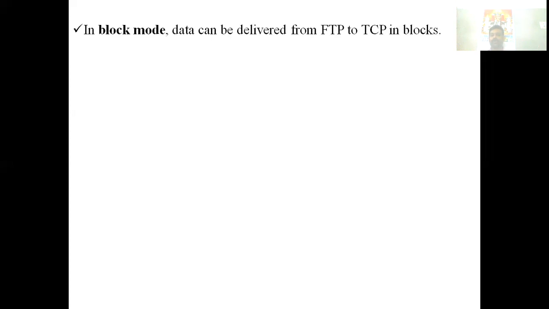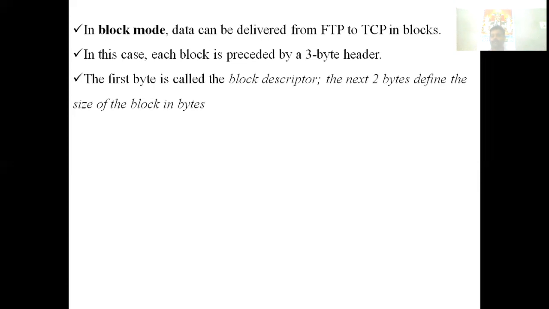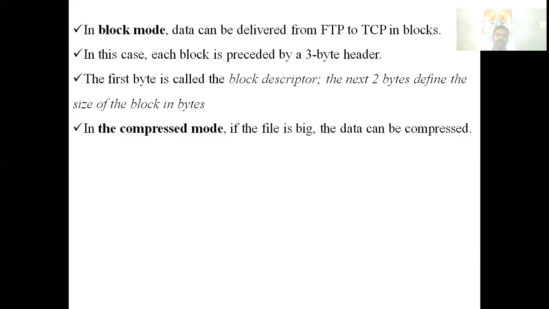In block mode, data can be delivered from FTP to TCP in blocks. In this case, each block is preceded by a 3 byte header. The first byte is the block descriptor, and the next 2 bytes define the size of the block.